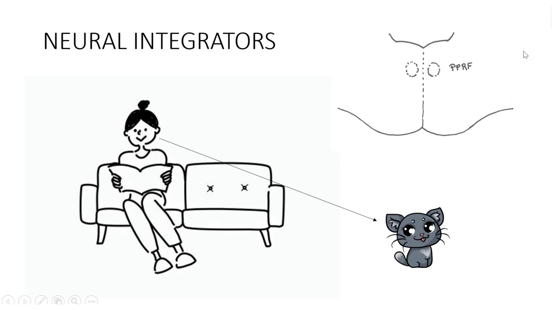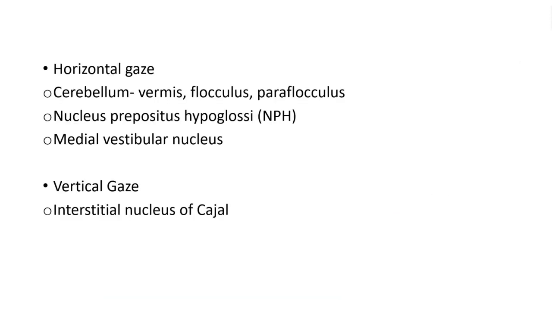So this entire perfection is taken care of by the cerebellum, and the cerebellum forms one of the neural integrators, which looks to it that the exact amount of neural discharges are coming out of the PPRF to keep the eyeballs in the exact intended position for the exact amount of time to look at my visual target. So there are other neural integrators as well.